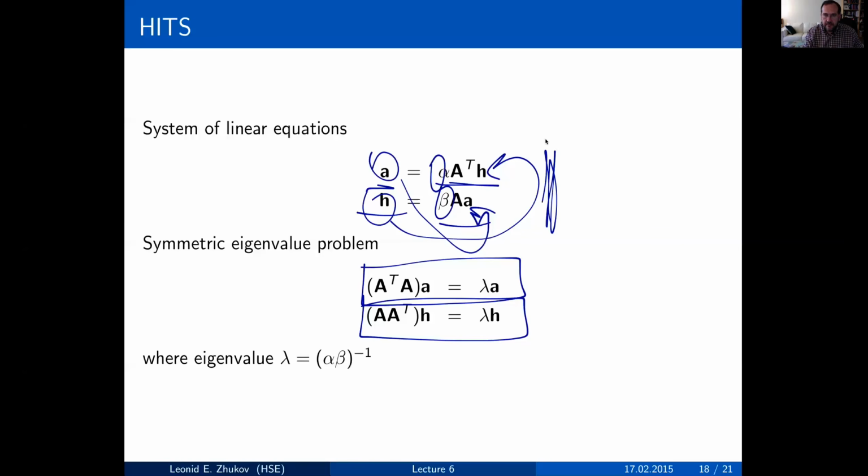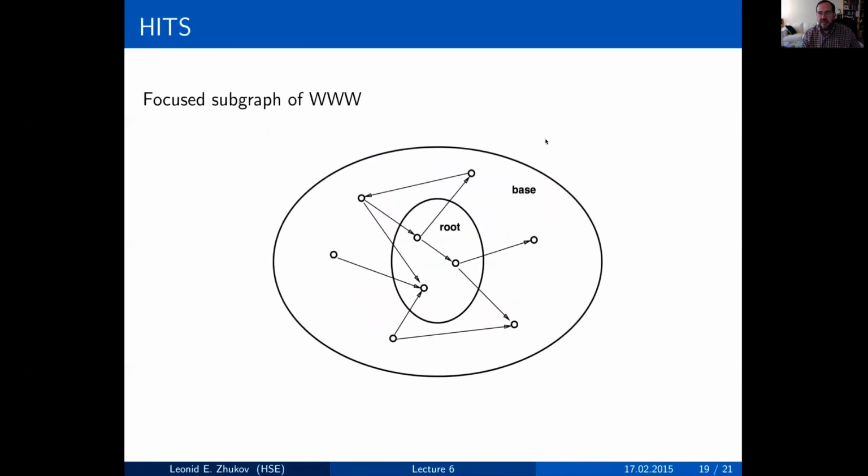So this method, though it's kind of interesting and allows us to work on assigning and creating for every node 2 scores, I'm sorry, 2 scores, the authority score and hubness score, in practice, it doesn't work as well as PageRank.